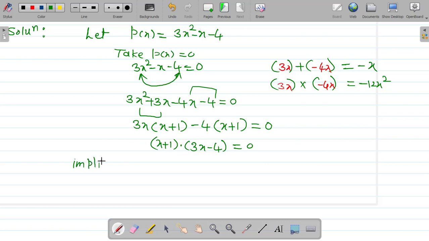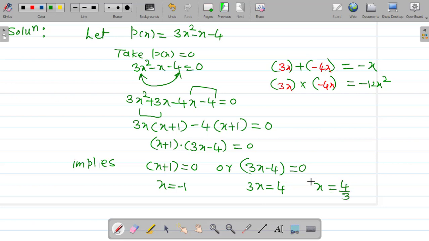this implies either first bracket, that is x plus 1 is equal to 0, or second bracket will be what? 3x minus 4 is equal to 0. If first bracket is 0, value of x will be what? Minus 1, and if second bracket is equal to 0, then we will get 3x is equal to 4. So x is equal to 4 by 3. So these are our two zeros of given polynomial. One is minus 1 and another is 4 by 3.